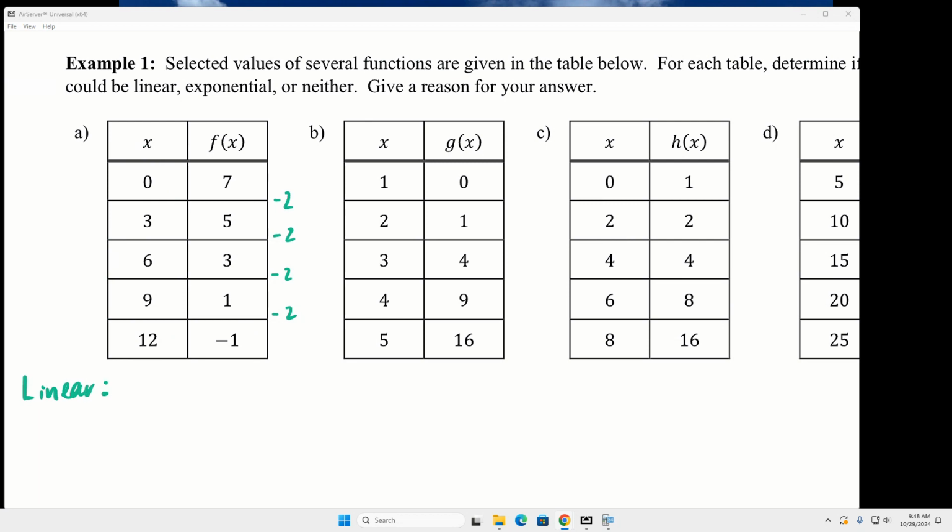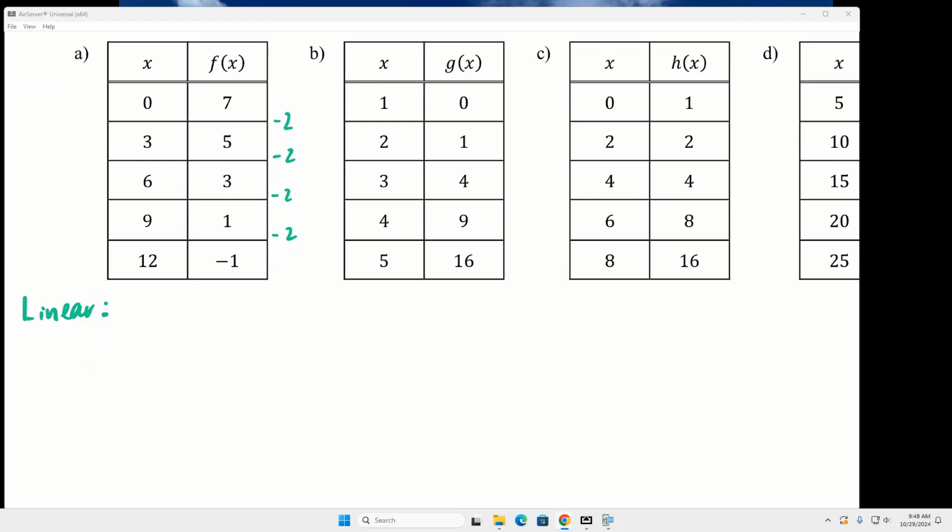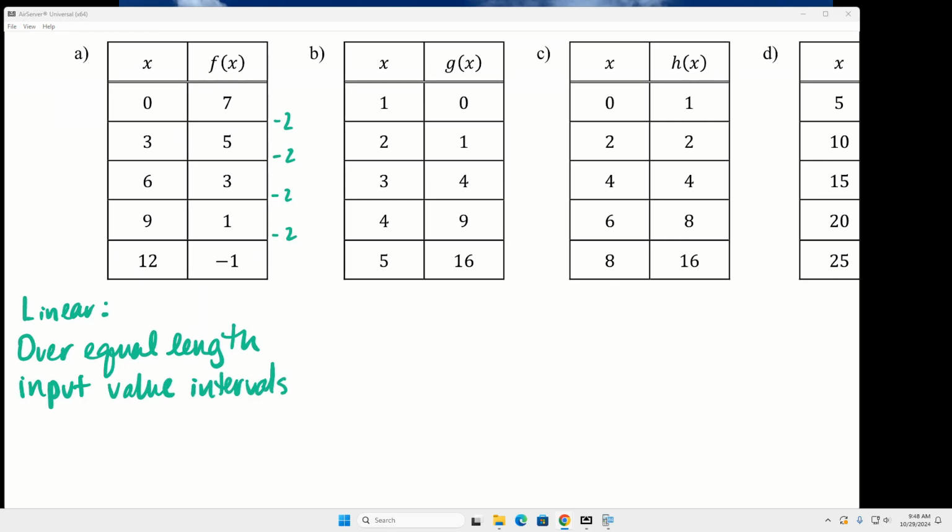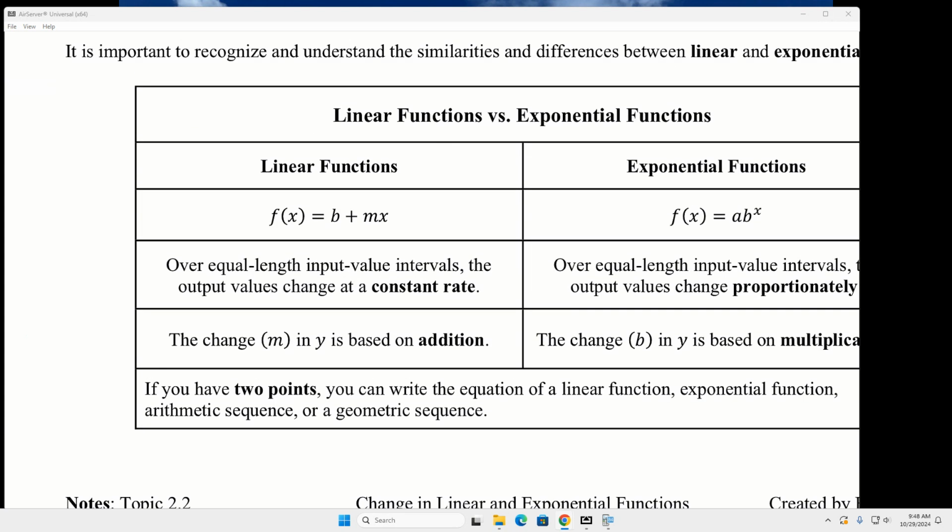All right, now we have to give a reason for our answer. This is where your hand might start cramping up. All right, so we do need to say over equal length input value intervals. And we could say the first differences are constant. I'm going to just go ahead and word it this way because I feel like multiple choice, that's how it's going to be worded. So we're going to say the output values change at a constant rate.